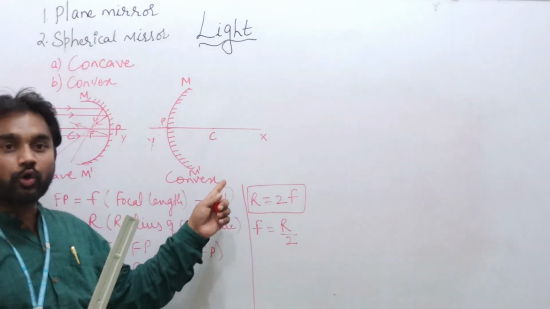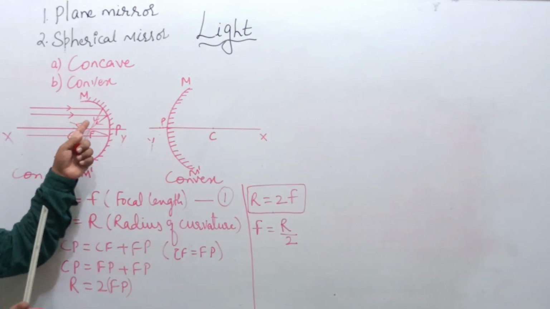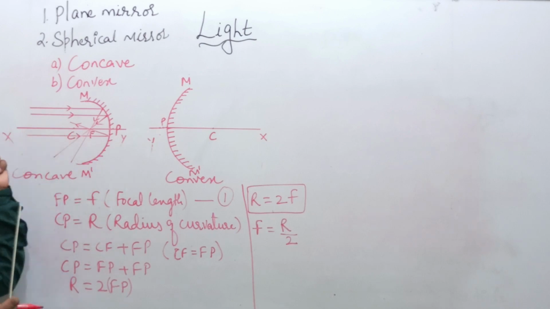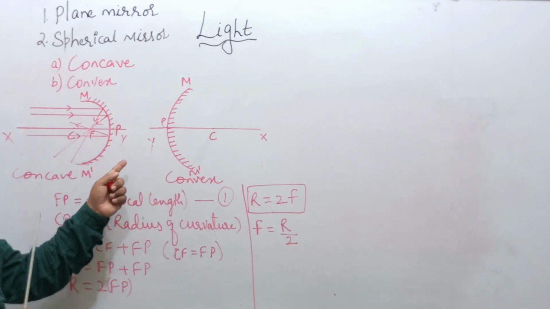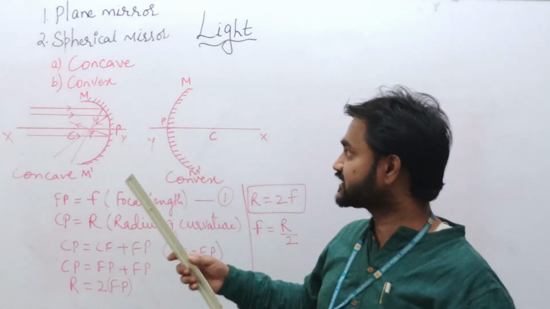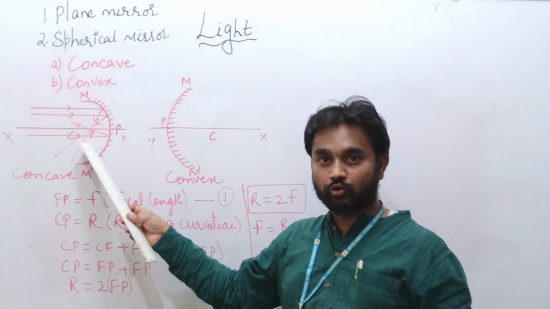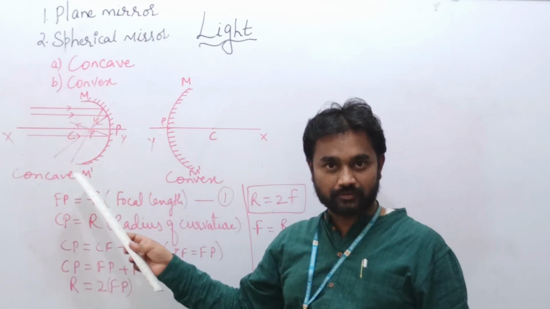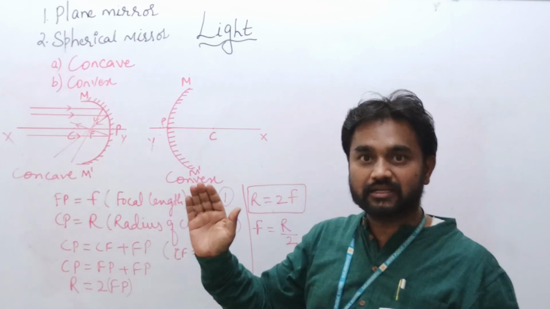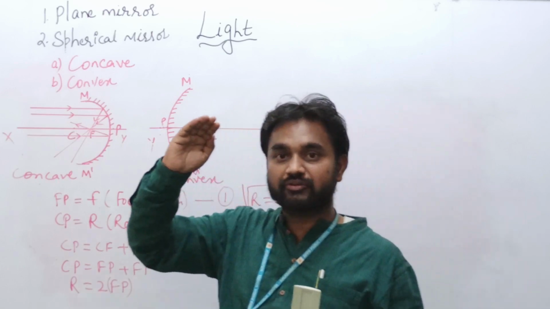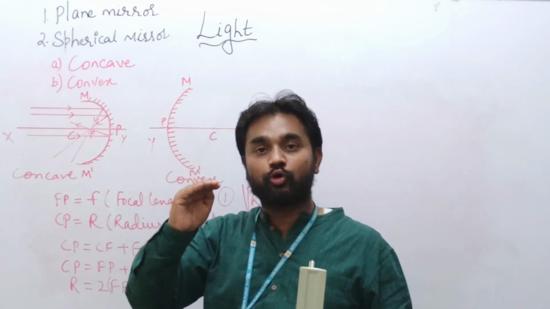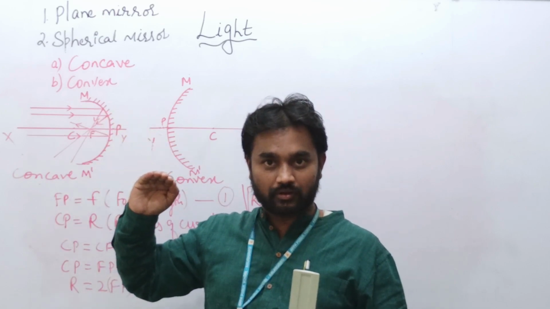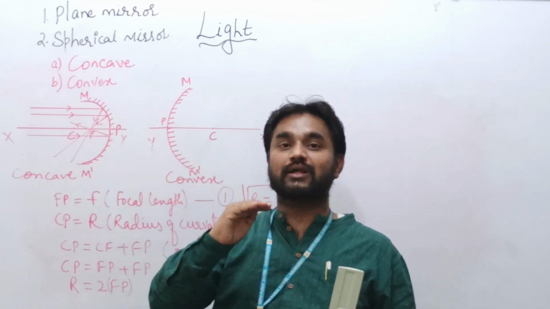Is that clear? Hope this is understood, and you have got to know all the terminologies. We have discussed the radius of curvature, the principal axis, the principal focus F, and P, that is pole, and this M dash is aperture. If the curve is more, then the focal length will decrease because aperture is going to increase. If the aperture increases, focal length decreases.